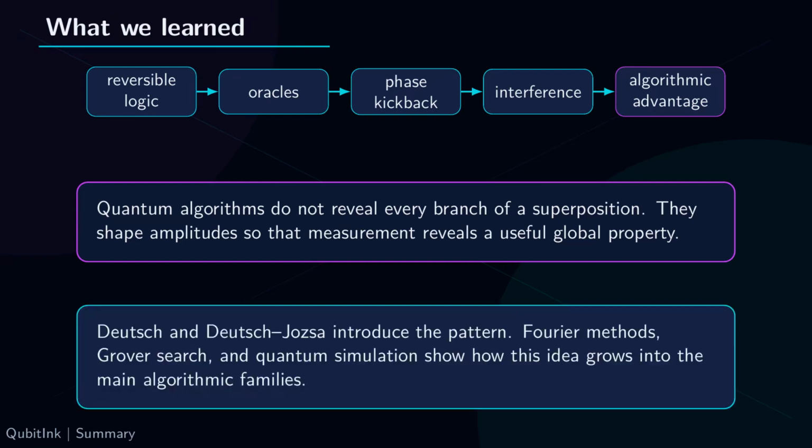Deutsch and Deutsch-Jozsa show this pattern in its simplest form. The broader families, Fourier methods, Grover search, and quantum simulation, build on the same principle. Quantum algorithms shape amplitudes so that measurement reveals useful global information.